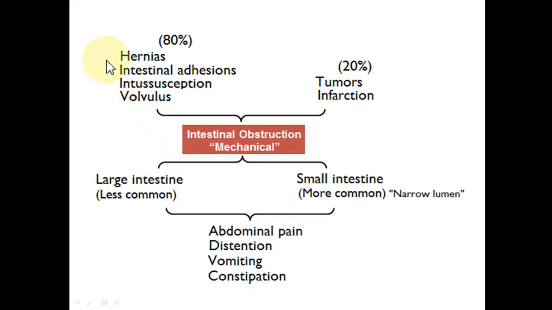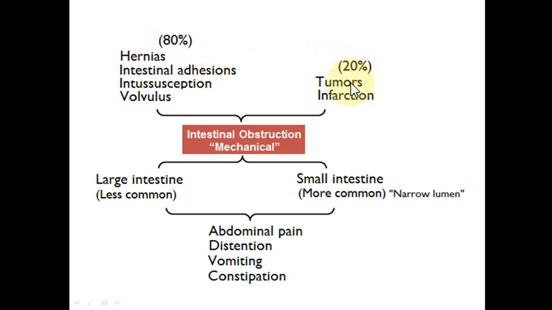So the mechanical causes of obstruction represent 80% of the cases of intestinal obstruction, and they include hernias, intestinal adhesions, fibrous bands postoperatively in between the portions of the intestine, and they can cause external compression and intussusception, and the volvulus, which is the twisting of the parts of the intestine against a fixed point. So they form 80% of the mechanical obstructions.